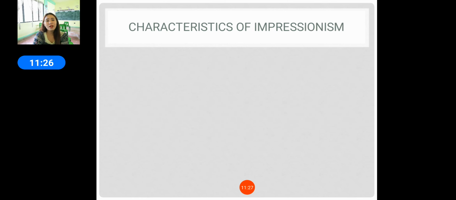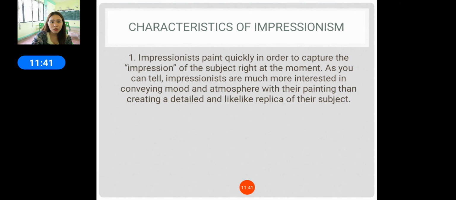These are the following characteristics of the Impressionism style or modern art, so that we can notice what kind of art would be presented to us in case there is a series of portraits or paintings. First, Impressionists paint quickly in order to capture the impression of the subject right at the moment. As you can tell, Impressionists are much more interested in conveying mood and atmosphere with their painting than creating a detailed replica of their subject. Sorry for the typographical error.